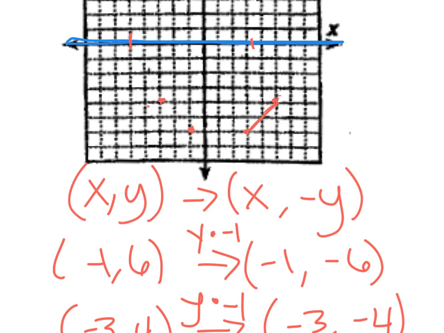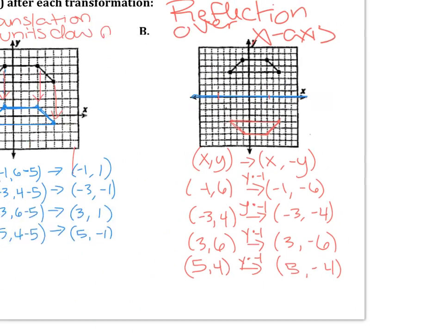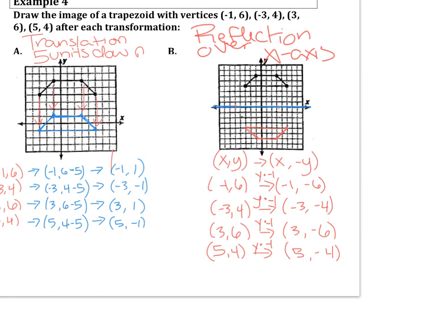When we graph our trapezoid, it should look the same size. It should be congruent to our original one, but it should look as if it's been reflected over the x-axis, over that blue line, and it has been. So hopefully this helps. We will finish the last example in class, but you should be able to do your homework.